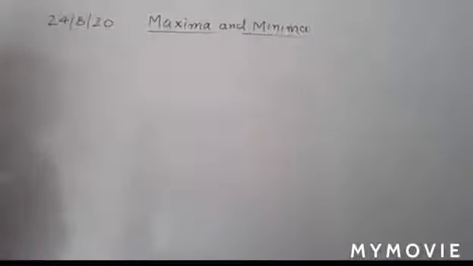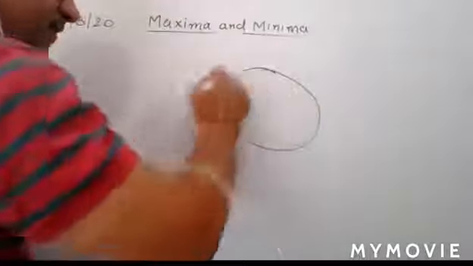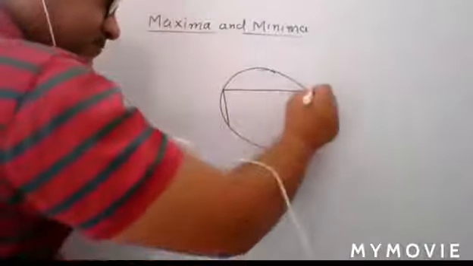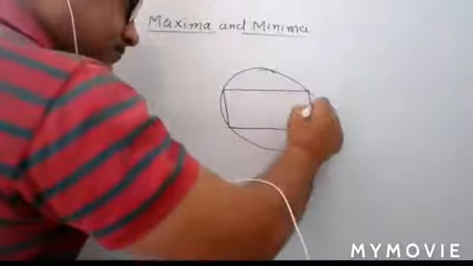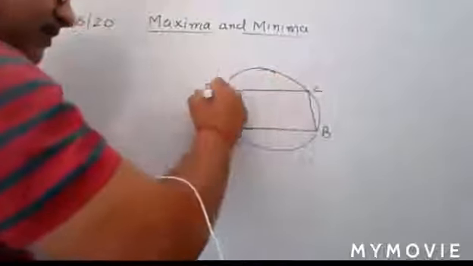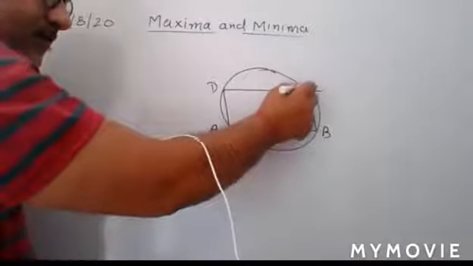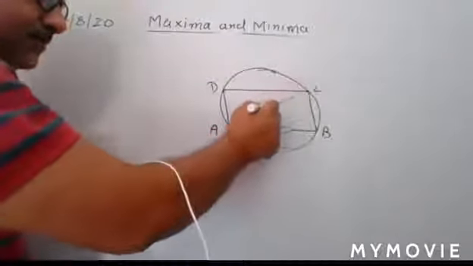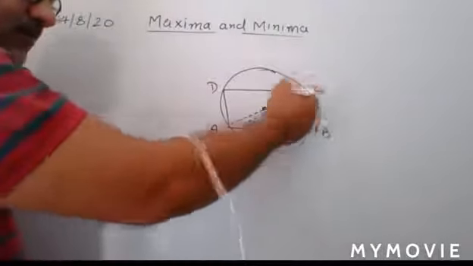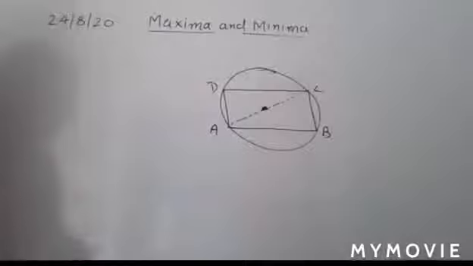So if you draw a figure for that, suppose here you have a circle and a rectangle is inscribed within that. Name it A, B, C, D. And suppose here you have your center. And you know all the angles are right angles. So if you draw the diagonal here, the angle in a semicircle is a right angle. So in this way you can say this AC is just like a diameter of the circle.